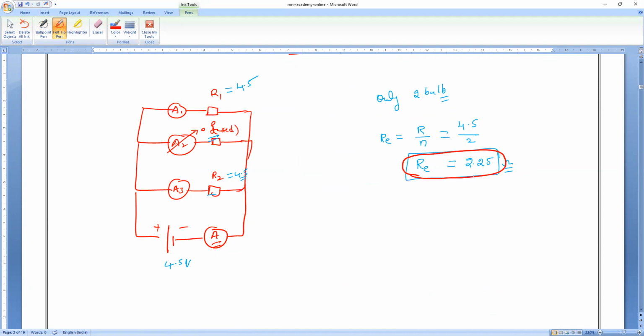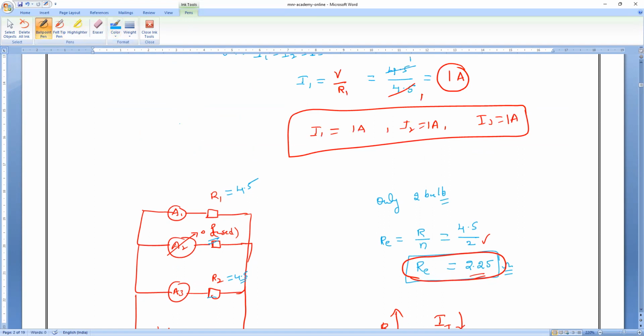So the effective resistance increases, so the total current will decrease. Effective resistance increases, so total current decreases. Remember that. The total current formula: total current is equal to total supplied voltage divided by effective resistance, which is 4.5 divided by 2.25. Reversing the earlier numerical, we get 2 ampere. When three bulbs are connected, the ammeter reading is 3 ampere.